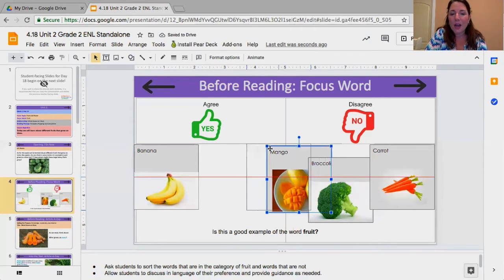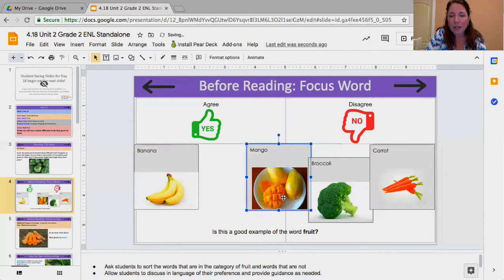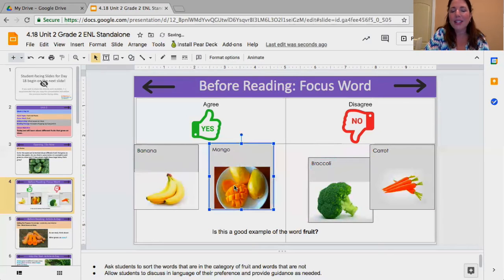And here, in our last example, in this picture, we see mango. Is mango a fruit? Give me a thumbs up if you agree, and a thumbs down if you disagree. Excellent work, readers. Yes, mango is another example of a fruit.